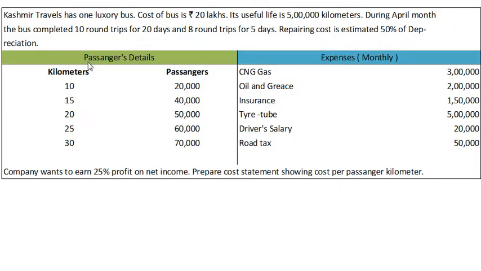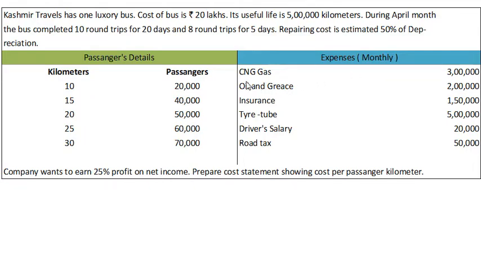Here are the other informations: passengers detail. Kilometers up to 10 kilometers, passengers travel 20,000. Up to 15 kilometers, passengers travel 40,000. 20 kilometers 50,000. 25 kilometers 60,000, and finally up to 30 kilometers 70,000 passengers are travelled.